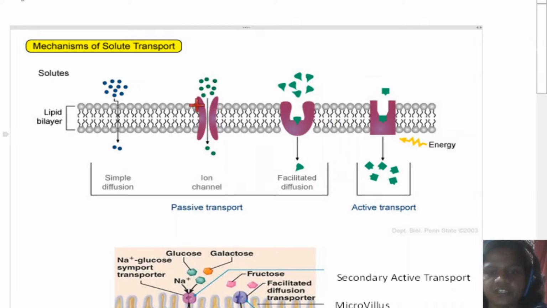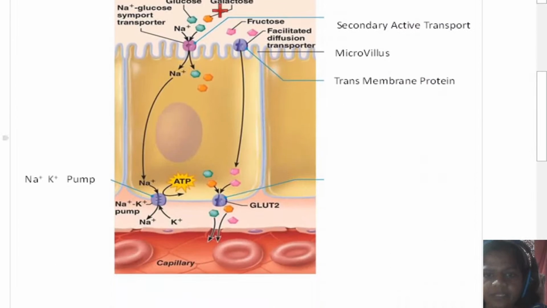There is simple diffusion, there is ionic channel diffusion, and the facilitated diffusion. This is our passive transport. In the active transport, they use energy. And with the glucose and galactose, it is coupled with the sodium ions. It is called secondary active transport. It's transported into the cell.